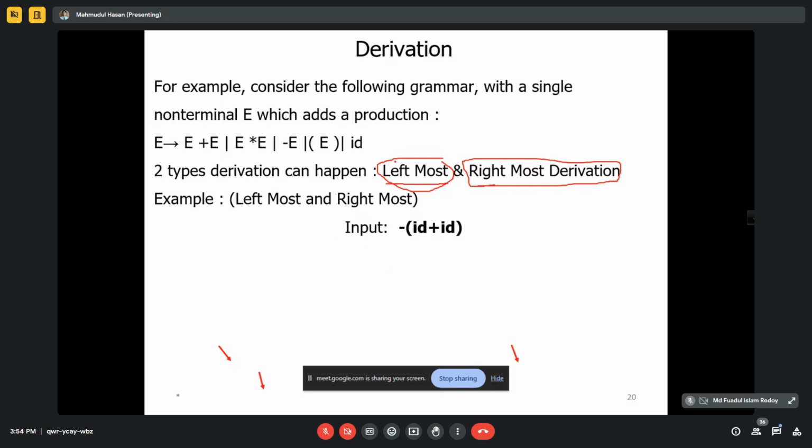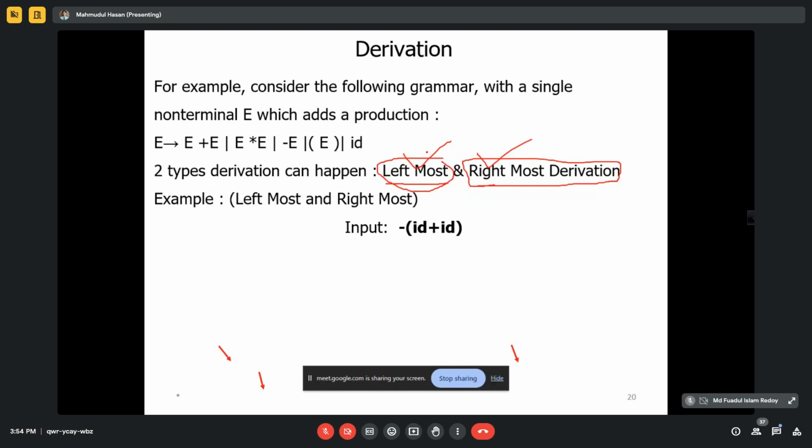So there are two types of derivation: leftmost derivation and rightmost derivation. Why do we use precedence? When you have more than one operator, it is not possible to perform more than one operation at the same time. That's why we choose which one performs its operation first.